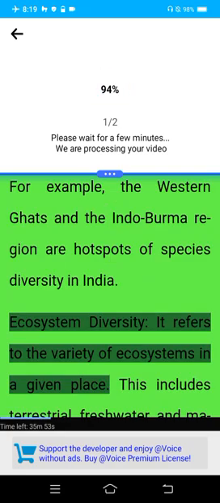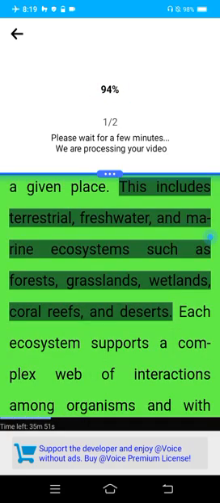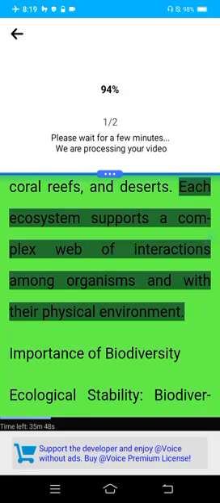Ecosystem diversity. It refers to the variety of ecosystems in a given place. This includes terrestrial, freshwater, and marine ecosystems such as forests, grasslands, wetlands, coral reefs, and deserts. Each ecosystem supports a complex web of interactions among organisms and with their physical environment.